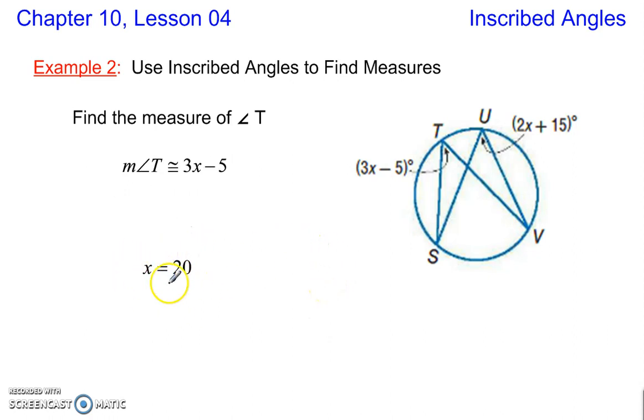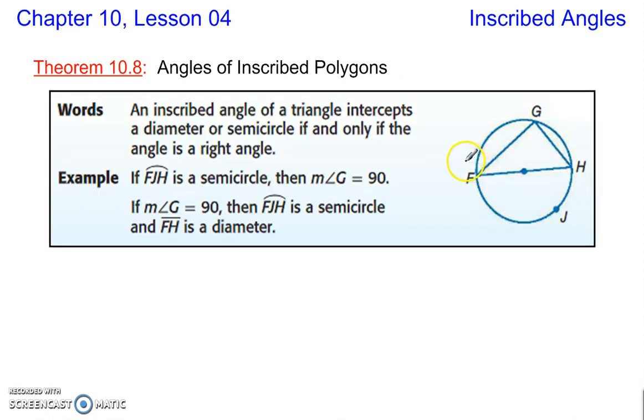If x equals 20, remember I need to plug back in because I want to find the measure of angle T. So I'm going to plug that back into here. Then 3 times 20 minus 5 gives me 60 minus 5, which is 55. That's the measure of this angle, and U, since it is congruent, is the same angle.